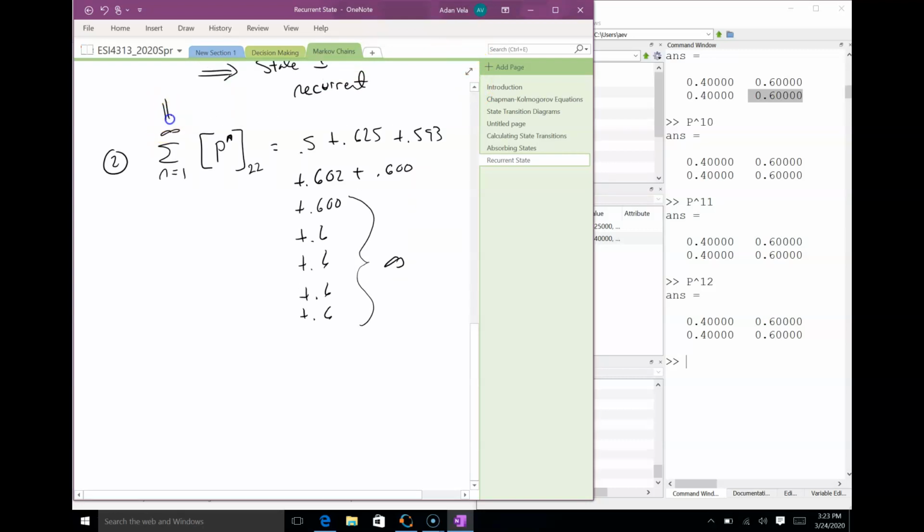We're going to do that basically infinity times because our summation goes up to infinity. We keep taking p to the n power and pulling out that 2, 2 term. Because we're adding a constant over and over again, it's going to add up to infinity. So this will end up being infinity, which implies state 2 is recurrent.